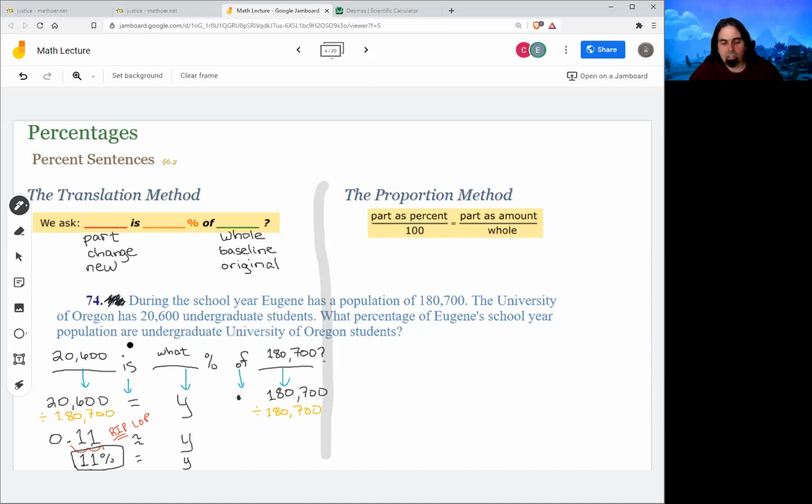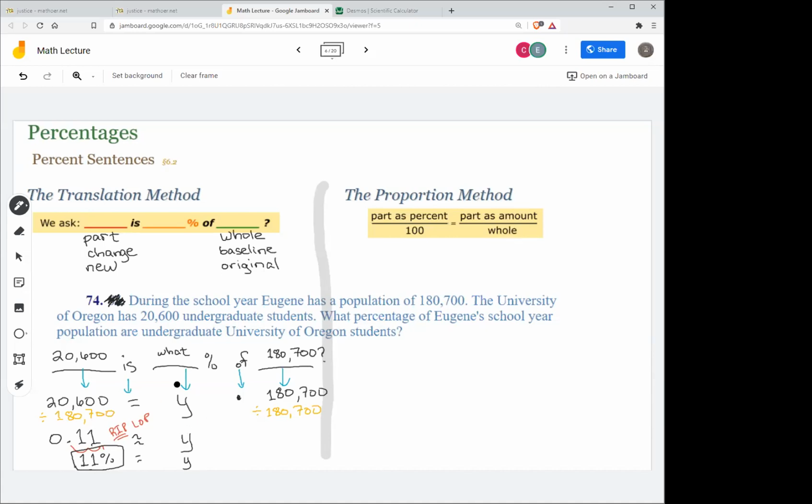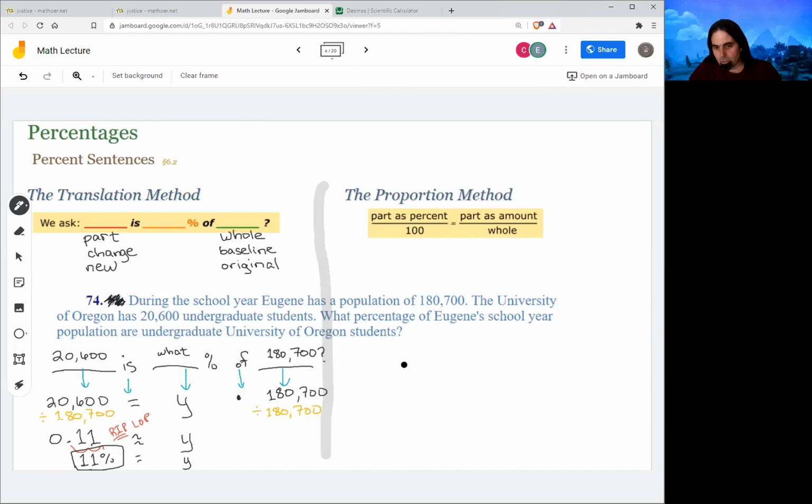Everyone okay with the translate method, if that's what you like? Yeah. The other method was the proportion method. So we make our different skeleton now.